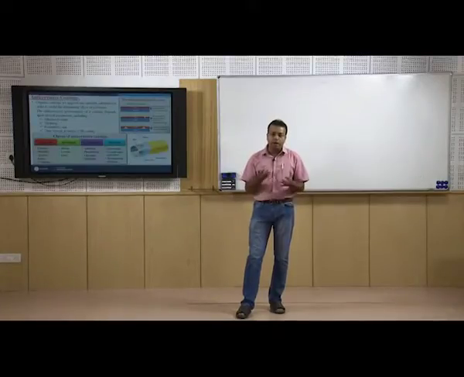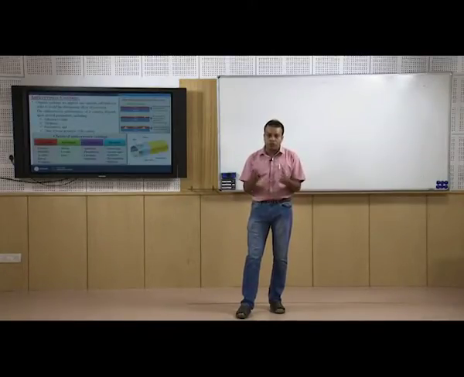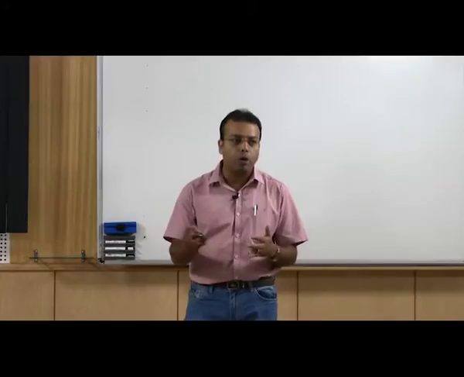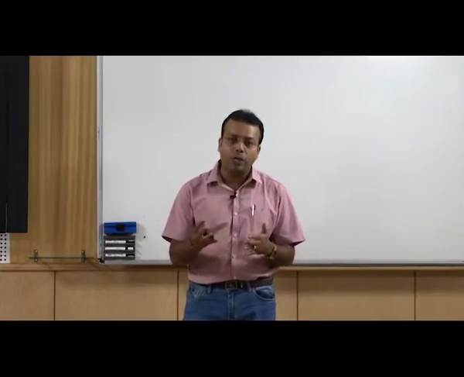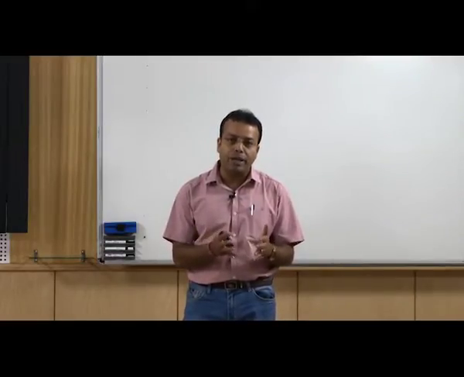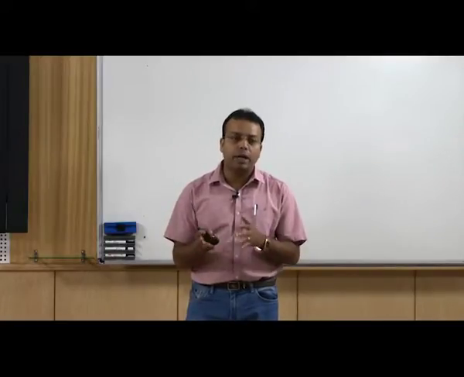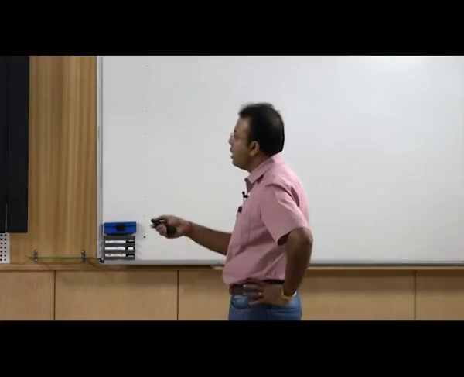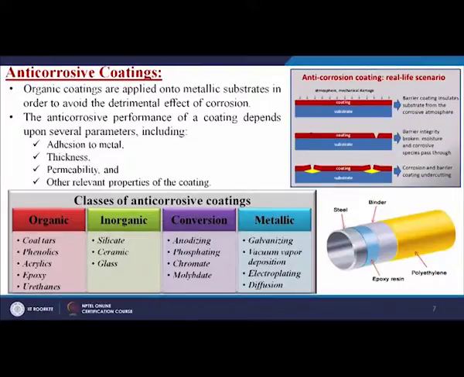So when you are doing any kind of welding or machining operations, just to save the materials from formation of any kind of oxides or maybe sulfides, we are doing coatings or paints, by which it cannot react with the environment itself, so that it will be anti-corrosive, acting as an anti-corrosion material. The anti-corrosive performance of a coating depends upon several parameters like adhesion to metal, thickness, permeability, and other relevant properties of the coating.